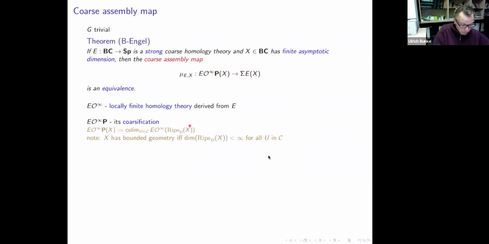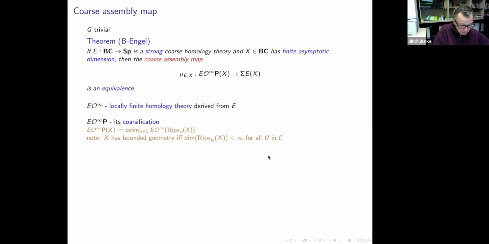So we take our bornological coarse space, and we form the Rips complex. The Rips complex, you can think of as finitely supported probability measures which have U-controlled support, where U is a coarse entourage of X. And so this is a simplicial complex, and so it has canonical structures. And so we can apply this locally finite homology theory to it. And then we take the colimit over bigger and bigger coarse entourages. So this is the coarsification of the locally finite homology theory.